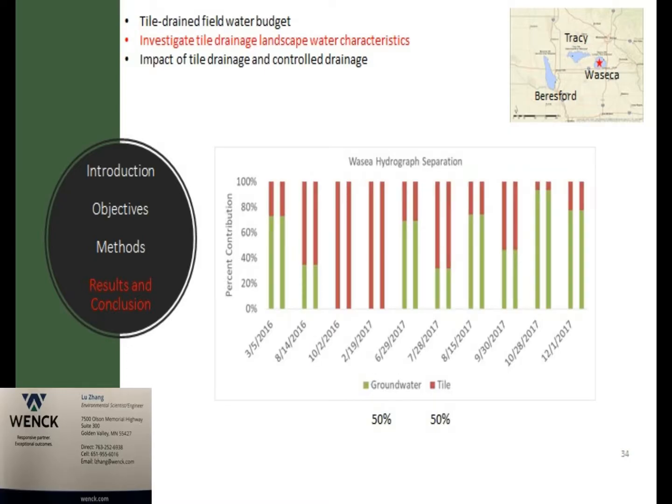This is the result. On the days it peaked, there was no precipitation, so we eliminate surface runoff and direct precipitation on the river. So we look at the two major sources, groundwater and tile. It turns out that on average, 50% of the stream flow is from groundwater and 50% from the tile. So both of them have a huge impact on the stream flow.